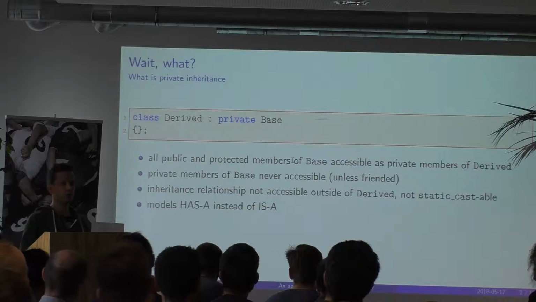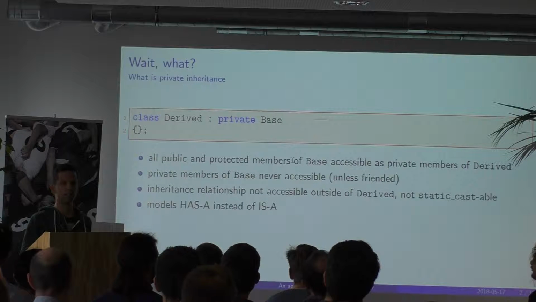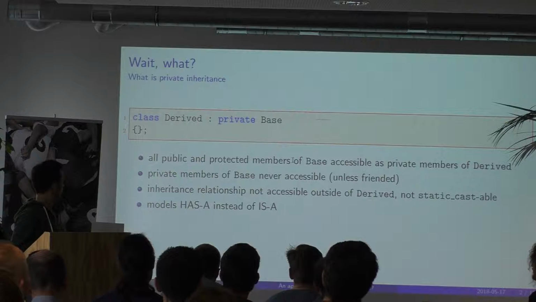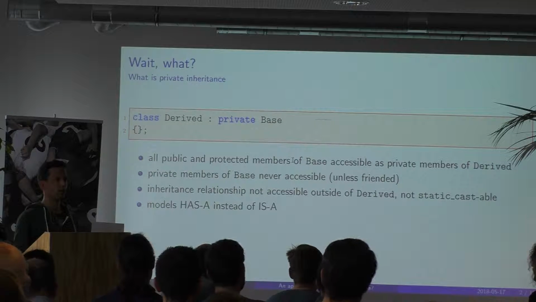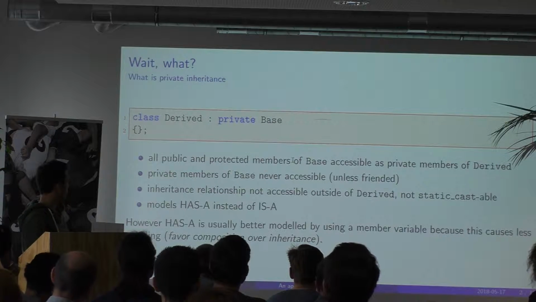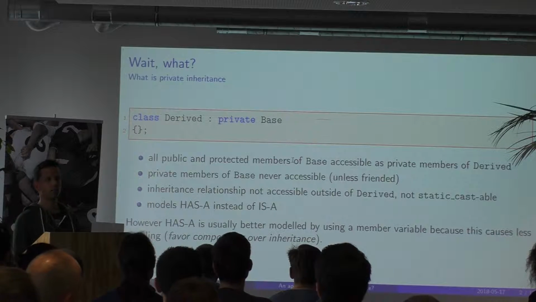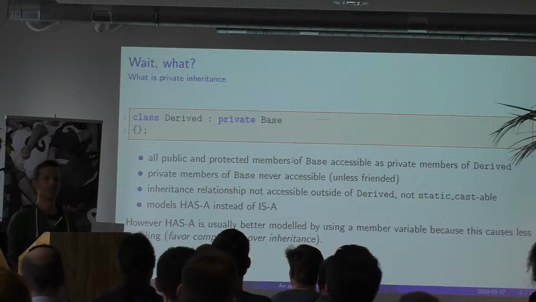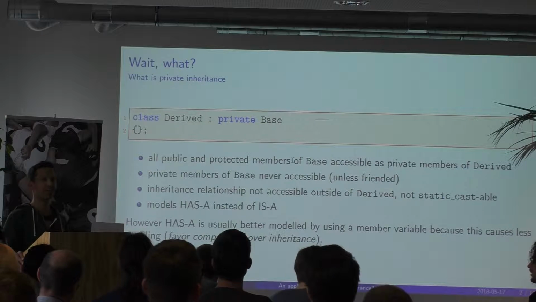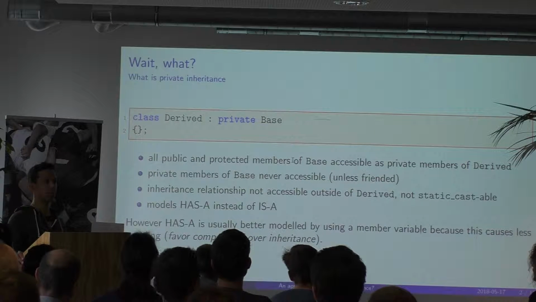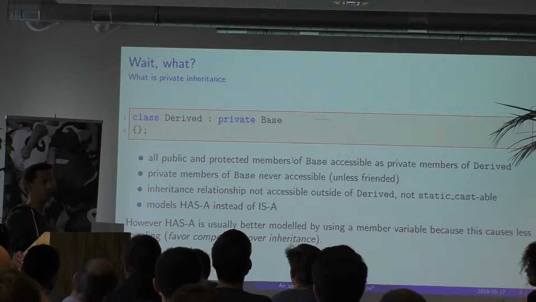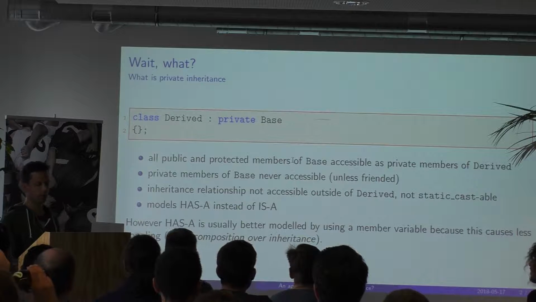As a consequence, usually this is used to model has-a instead of is-a because it's not implicitly convertible. But there's a disadvantage. Usually, if you want to do has-a, you use aggregation because it produces less coupling than inheritance. So usually using private inheritance is not a good choice.